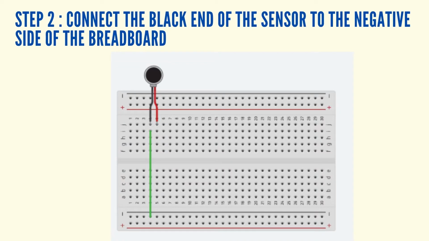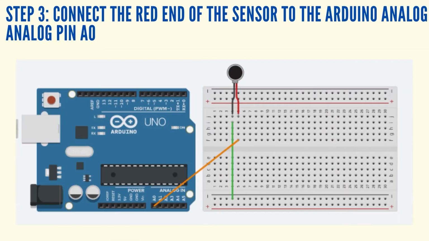Connect the black end of the vibration sensor to the negative side of the breadboard using a jumper wire. Connect the red end of the vibration sensor to the analog pin A0 on the Arduino using a jumper wire.